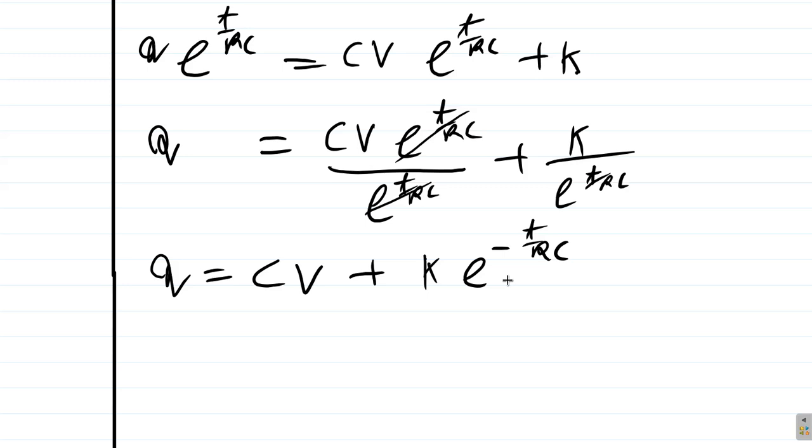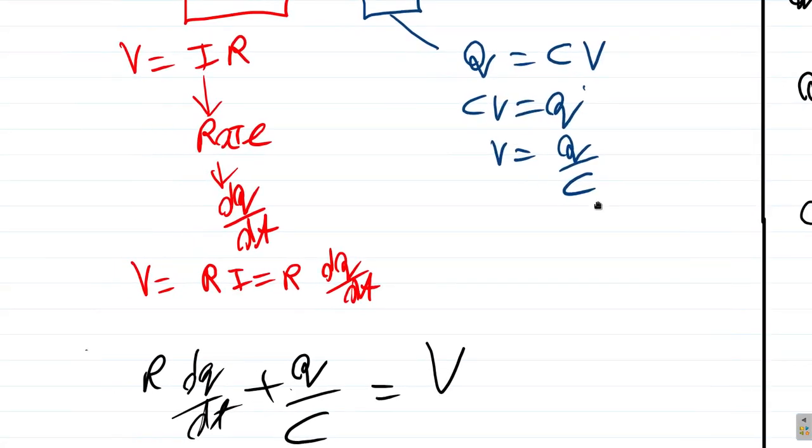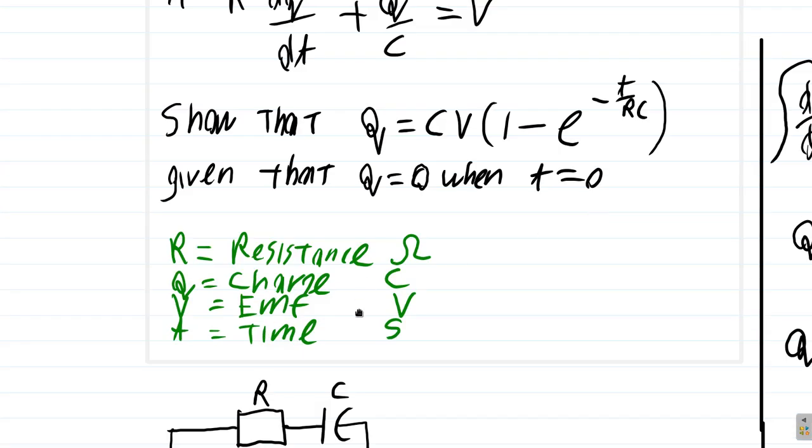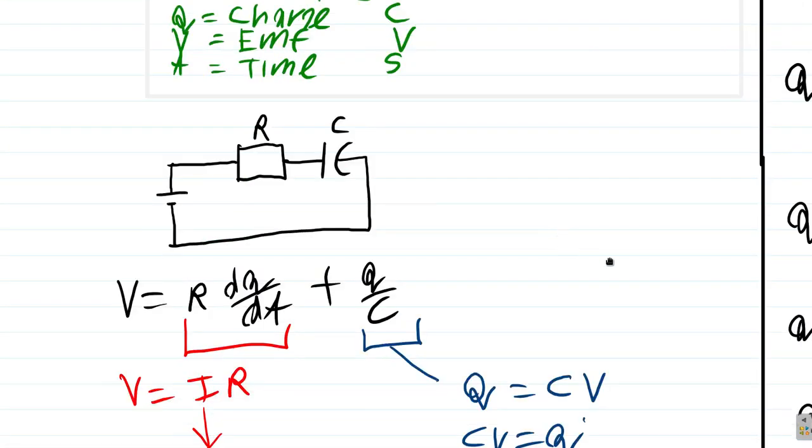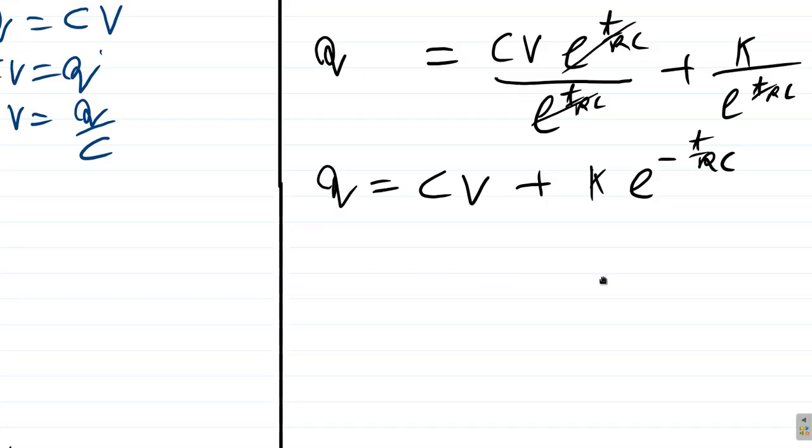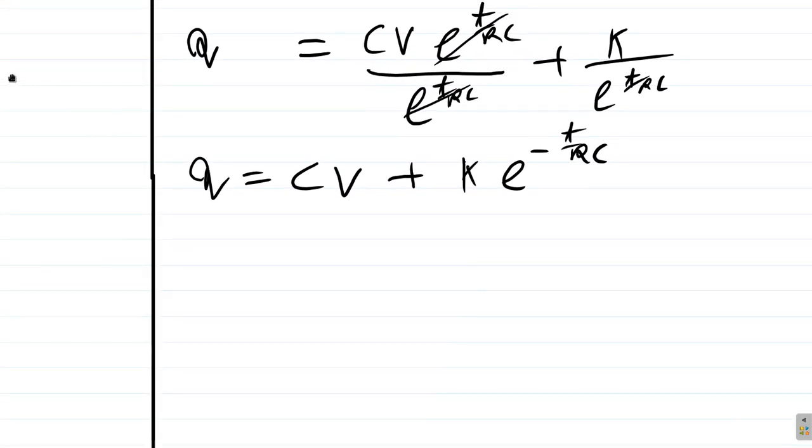Now, we want to find out what K is, what the constant of integration is. Remember, initially, they say Q is 0 when T is 0. So, initial conditions, Q is 0. So, we can use that to find out what K is equal to.